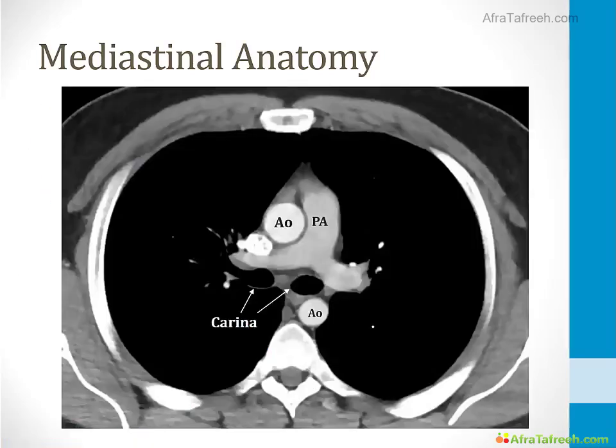And on a board exam, they may show you this in a CAT scan, so let's go through that now. So over here we have the left lung, and over here we have the right lung. The carina is here.